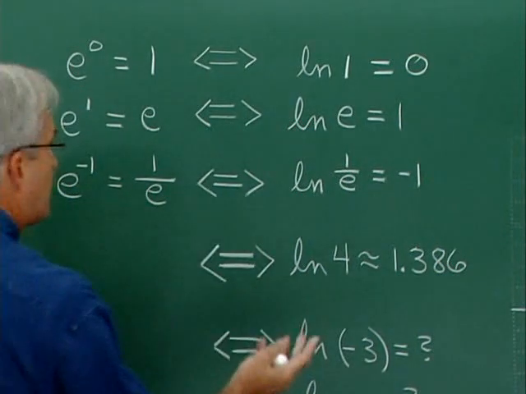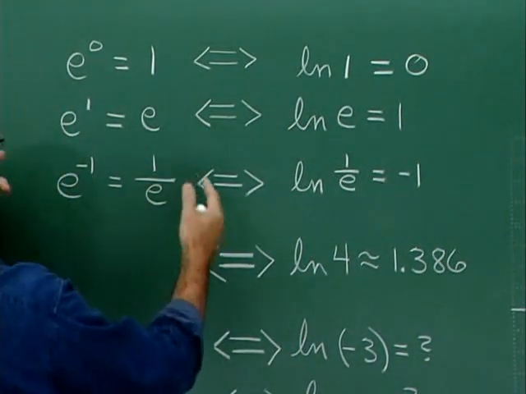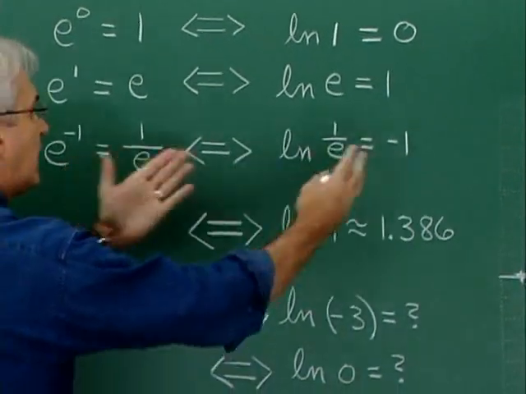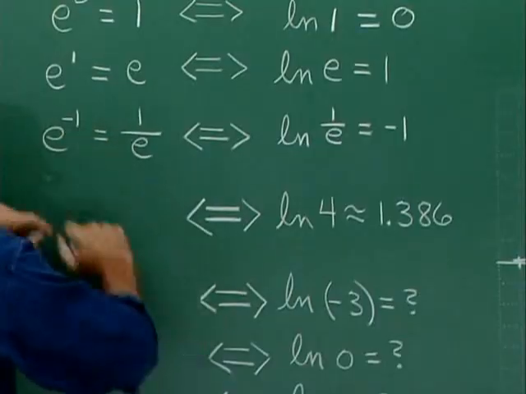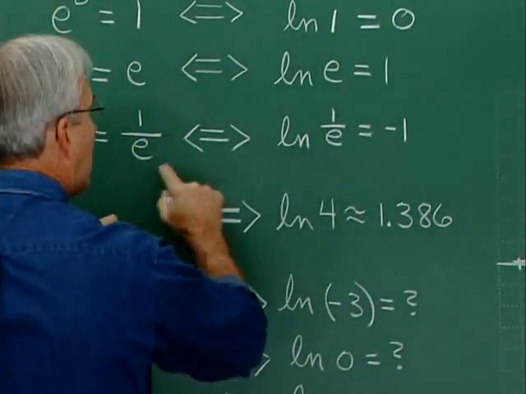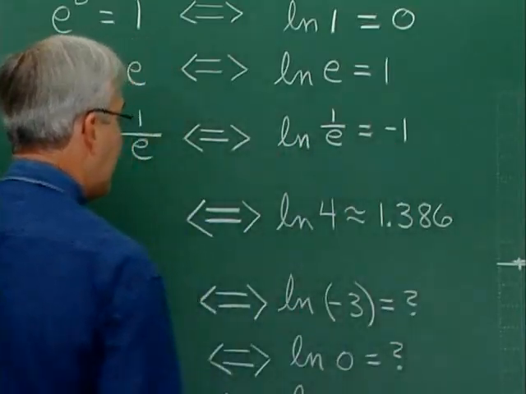And here's another situation. This is just an obvious condition with exponentials. e to the negative 1 is 1 over e. Translating it over here, well, let's see. The base is e, the exponent is negative 1, and the number here is 1 over e. So ln of 1 over e is negative 1.